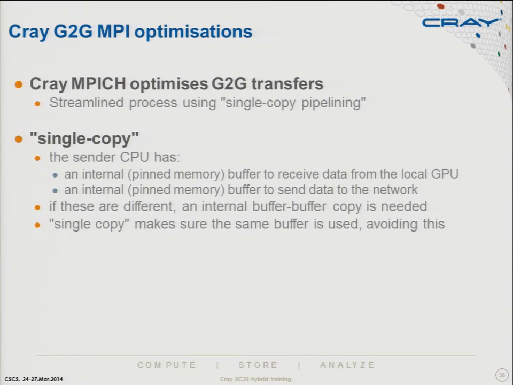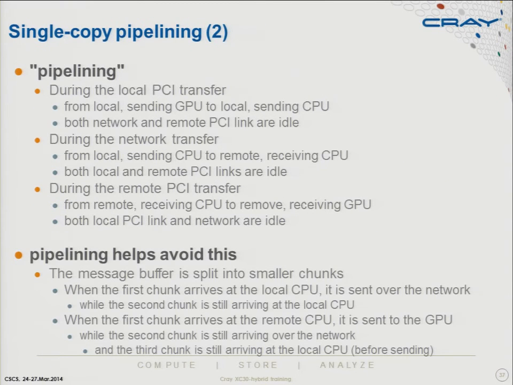You don't need to do anything, it just happens. And the other process it uses is called pipelining, which I'll explain next. So I've got 3 stages to the process, potentially. The data is coming from the local GPU to the local CPU. Whilst that's happening, the PCI link here is busy, sending data across to the CPU. The network's doing nothing, and on the receive side, the PCI link over there is doing nothing because no data's been sent yet.